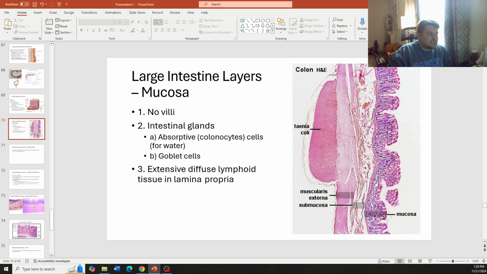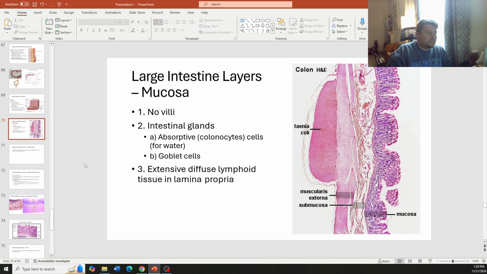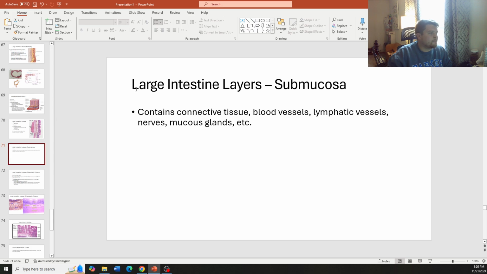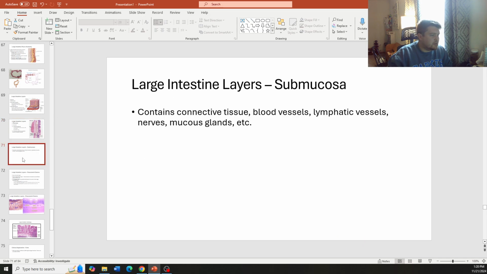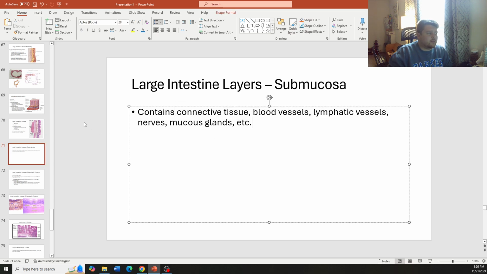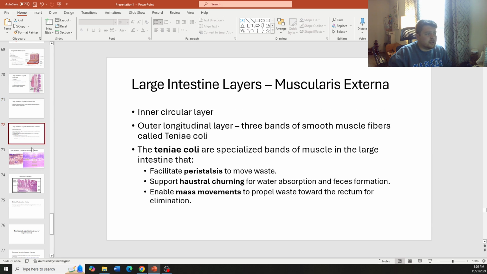We also have an extensive diffuse lymphoid tissue in the lamina propria. Remember, lymphoid tissue was related to our immune system, and it's throughout the whole lamina propria, part of that mucosa layer. So here's the mucosa up here on top. Our submucosa, not much to report here. It holds all of that connective tissue, blood vessels, lymph, nerves, all that kind of stuff. Not worrying too much about the submucosa in the large intestine. I should say nothing special or different about the submucosa in the large intestine.